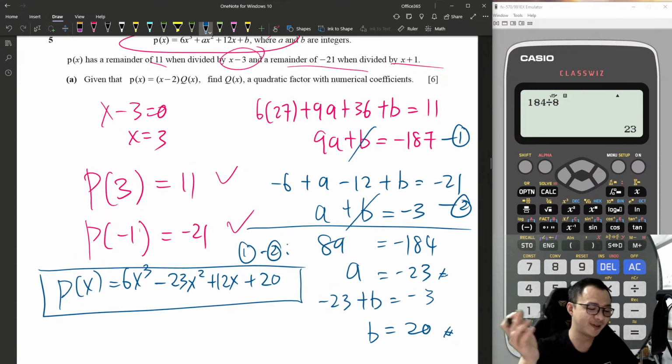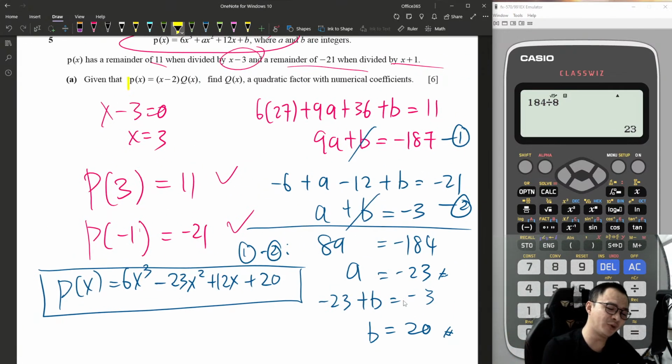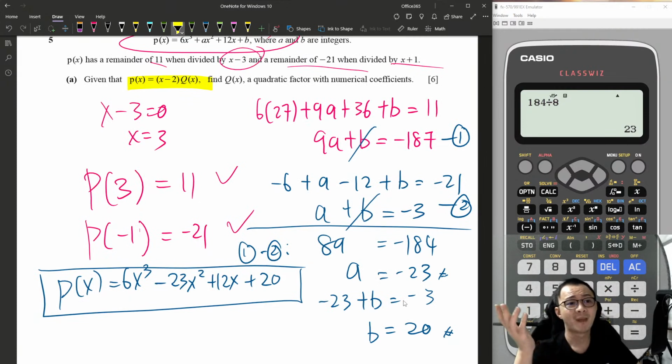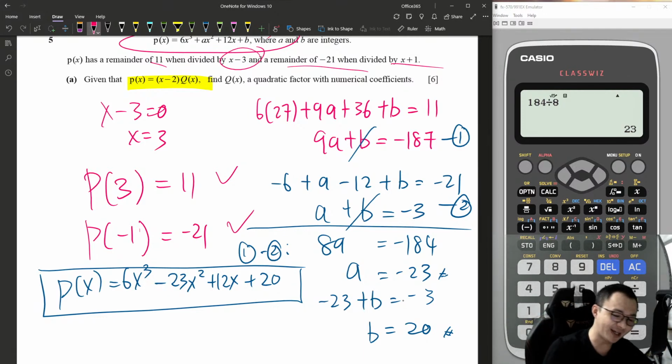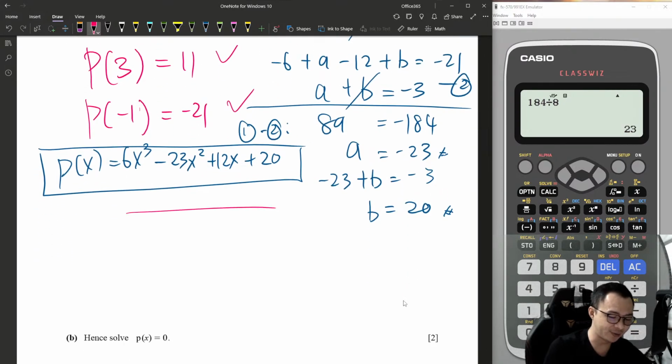Then what next? If you look carefully, what is this equation trying to tell you? Qx is the answer. So when x minus 2 multiplies qx, there isn't any remainder added. Basically, it's trying to tell you x minus 2 is a factor of this px. So therefore, I can do the long division, the whole px polynomial divided by x minus 2. Okay, if you get the idea, the whole thing should be quite easy to solve.